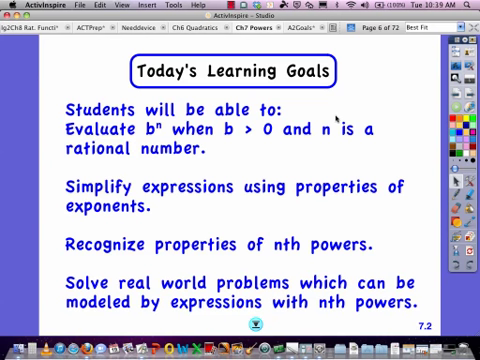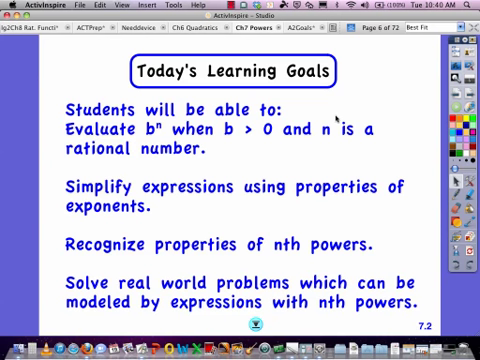Okay, our next section, 7.2, is properties of powers. You can see we will be able to take any power, and when we're assuming the base is positive, talk about it and evaluate anything that has a positive exponent on it as well. Simplify expressions using these properties, recognize the properties of these different powers, and solve some real-world problems that contain these.